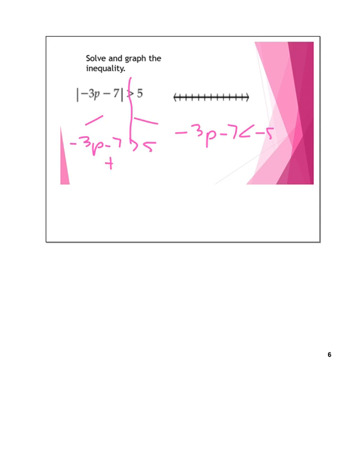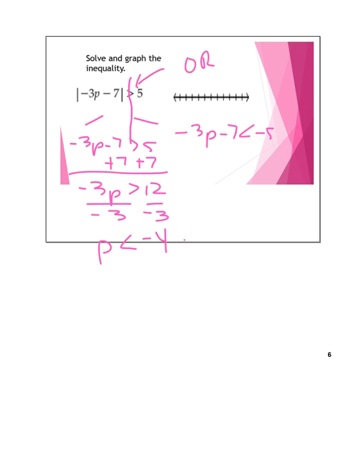So when I go back to my first, I'm going to isolate my letter p. So I have negative 3p is greater than 12. Divide both sides by negative 3. P is less than negative 4. Now this is greater than, so that's going to give us an OR.